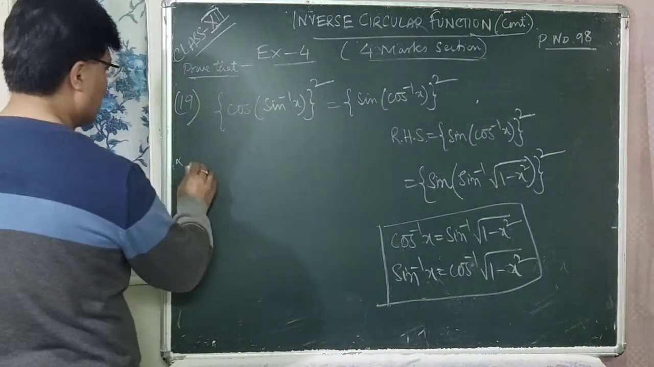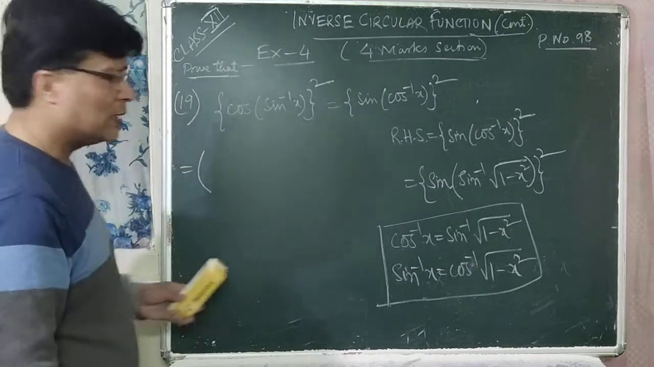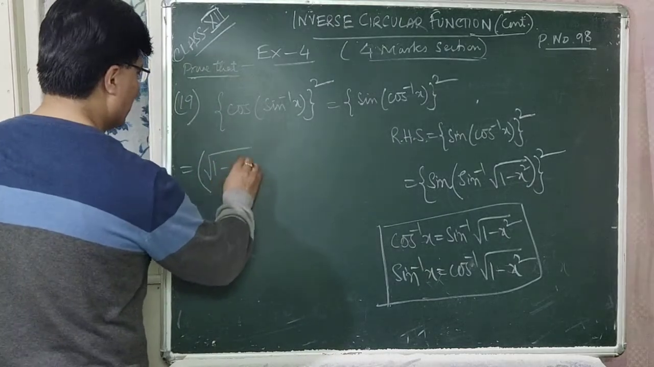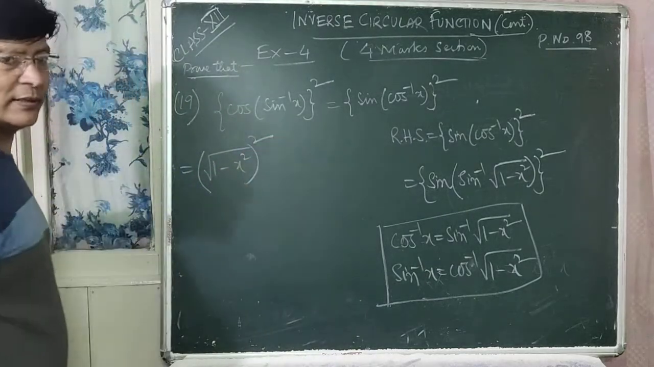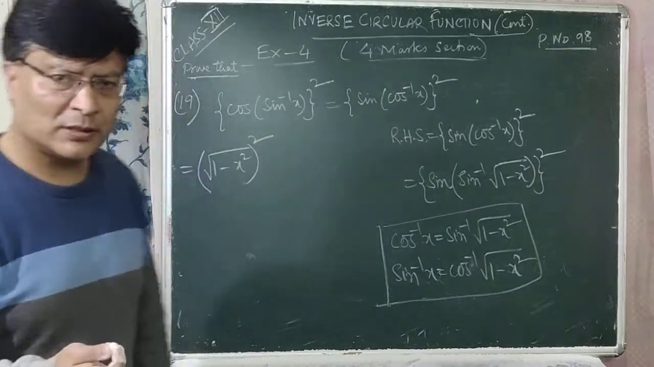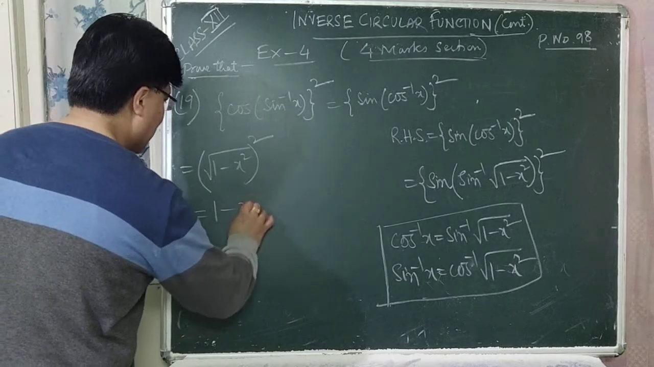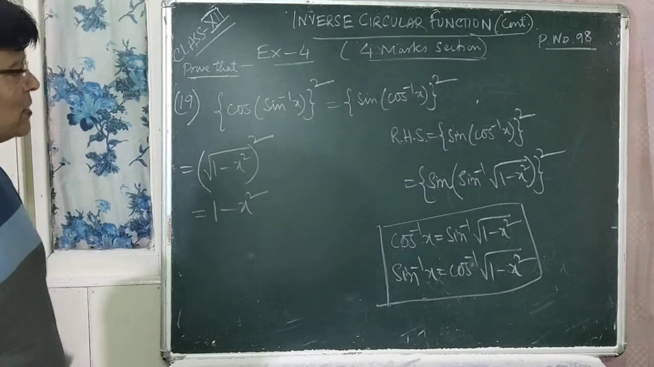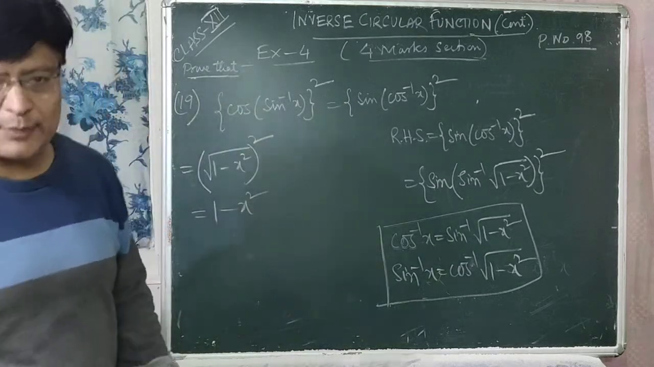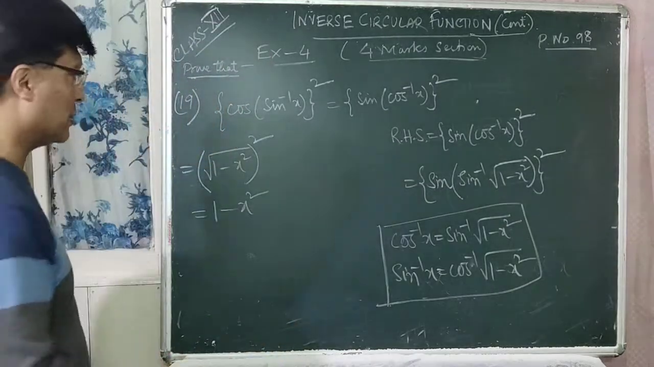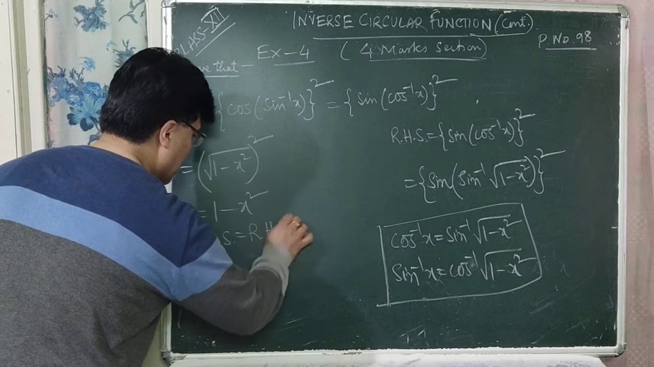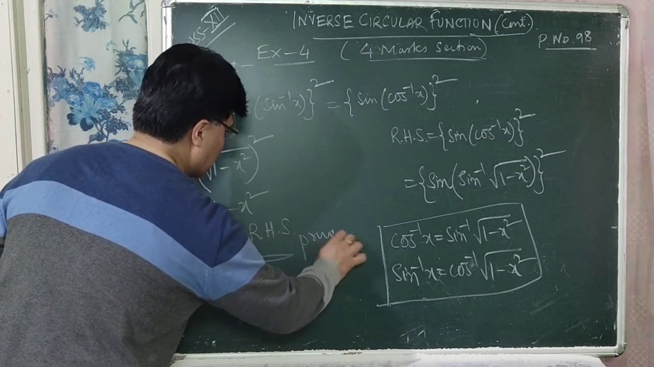So now this right hand side becomes equal to, within bracket, this sin inverse will be cancelled. You will get only root over 1 minus x square, whole square, right? So what is square root whole square? Square root will be removed. So it is equal to 1 minus x square. That means LHS was 1 minus x square, right hand side is also 1 minus x square. That means we have proved LHS is equal to RHS. Therefore, LHS is equal to RHS. So it is done, proved.